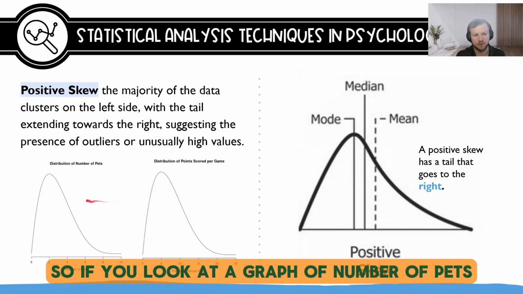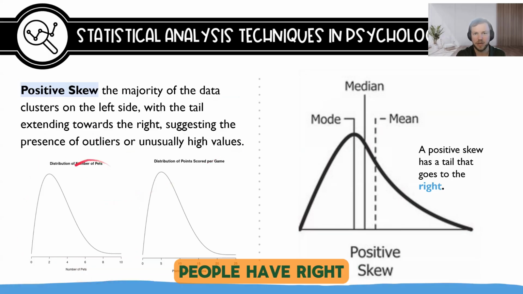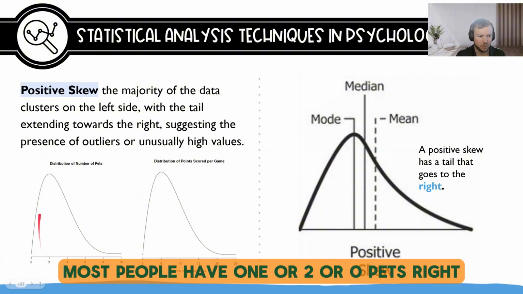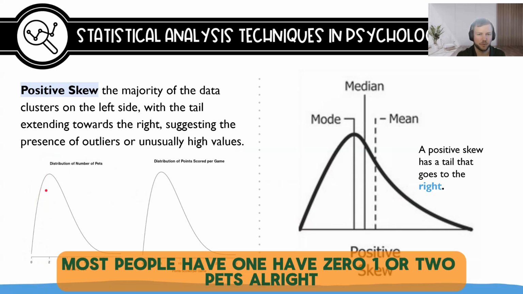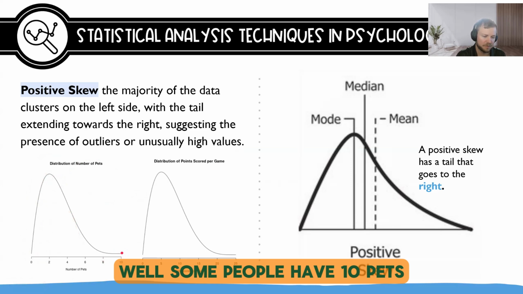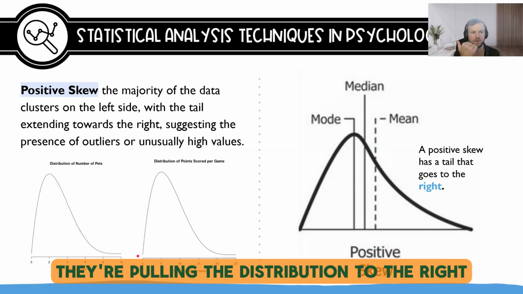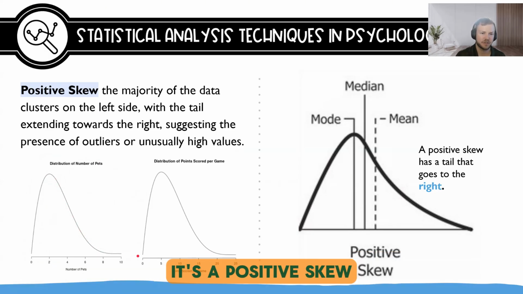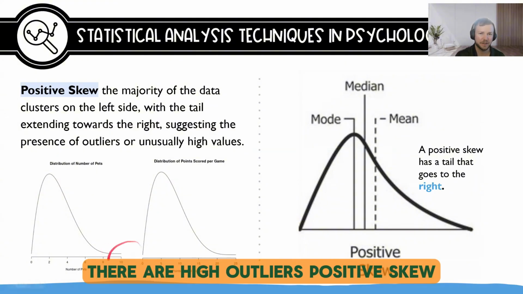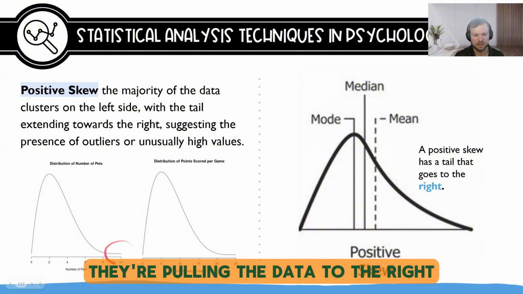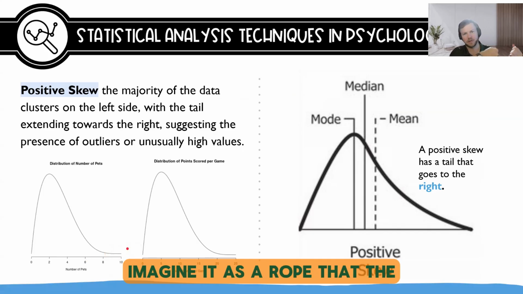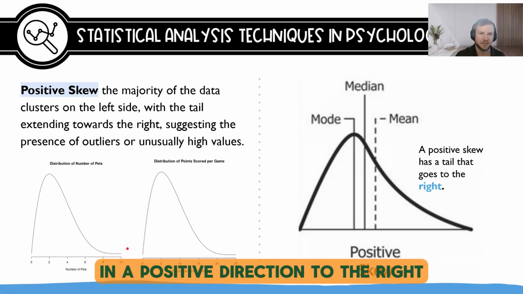So if you look at a graph of number of pets people have, right? Most people have 0, 1, or 2 pets, right? But some people have 10 pets, and these people are pulling the mean, or they're pulling the distribution to the right. It's a positive skew. There are high outliers, positive skew. They're pulling the data to the right. Imagine it as a rope that the high outliers are pulling in a positive direction to the right.